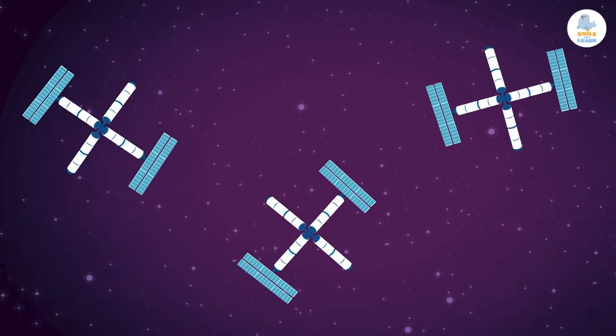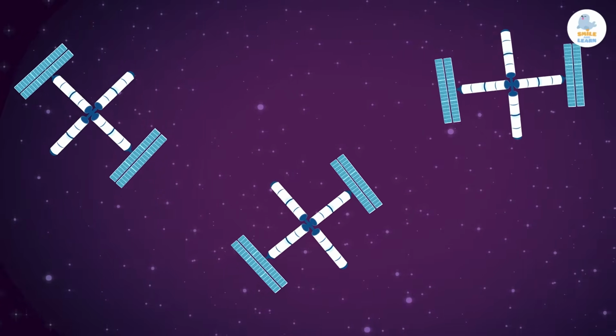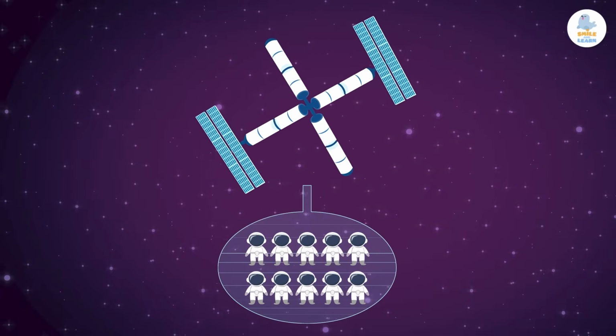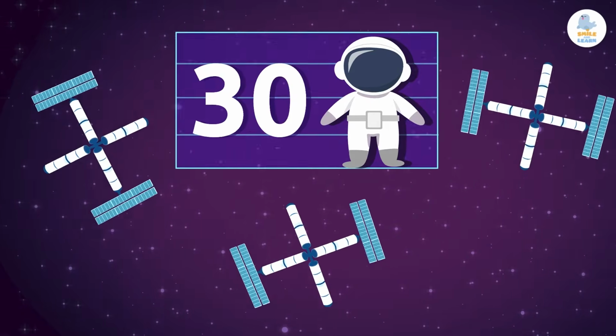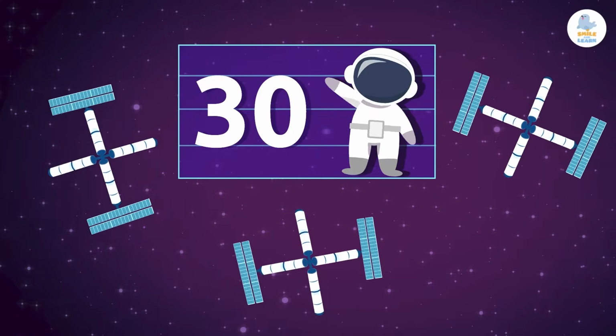That means if we have 3 space stations with 10 astronauts living in each one, there are 30 astronauts in total.